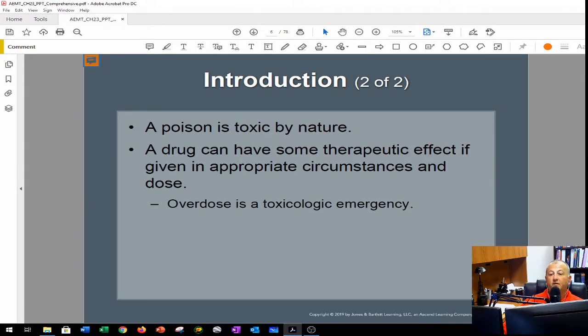So what is a poison? It's toxic by nature, no matter how it gets into the body or in what quantities. At minimum, it makes a person ill. At worst, it will kill a person. A drug is a substance that has some therapeutic effects when used properly. As long as it's in the appropriate circumstance with the appropriate drug dosage, then that's a good thing. When you use the opposite of that, it can be a bad thing.